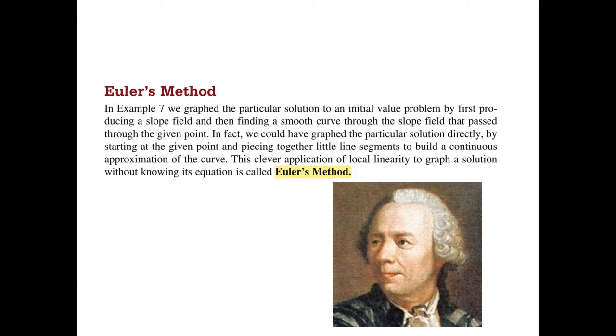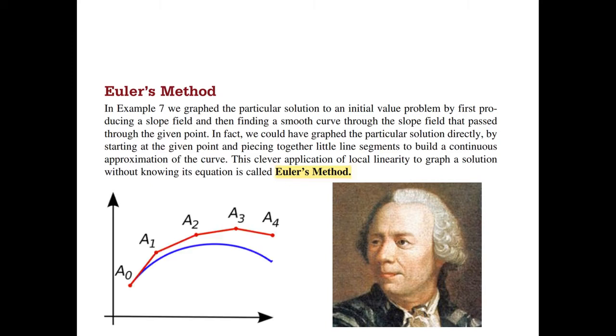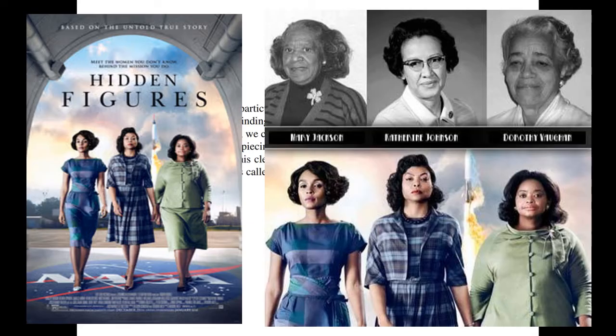You can actually use the idea of local linearity and connect all these little line segments together to create a continuous approximation of the curve. Now, you may have heard of Euler's method from movies such as Hidden Figures. Please understand, in movies such as those, they take really complicated math ideas and oversimplify them. Was Euler's method actually used? I don't know. Maybe do a little research and find out. But it has been brought to light, made famous because of Hollywood.